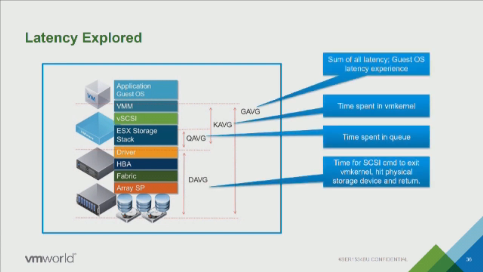So you have the guest average, which is the K average plus the D average. So you're looking at what's my disk average: the time for the iSCSI command to exit the VM kernel, hit that physical storage device, and return. Also, you've got your time spent in the VM kernel. And then we've got our queue on our ESXi storage stack.